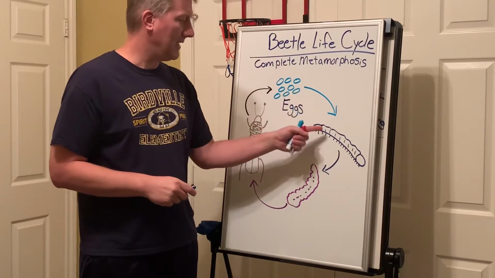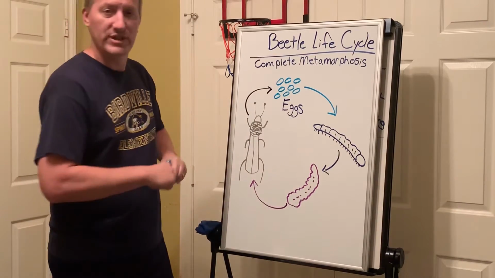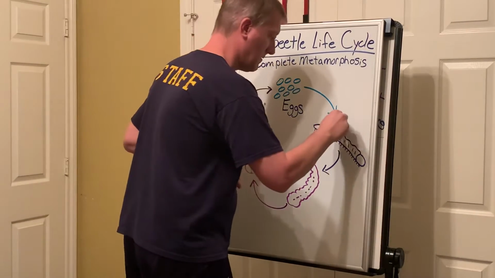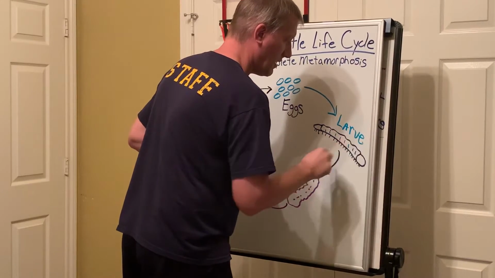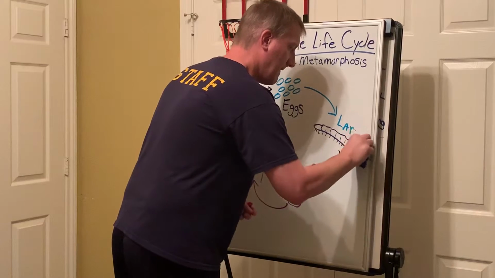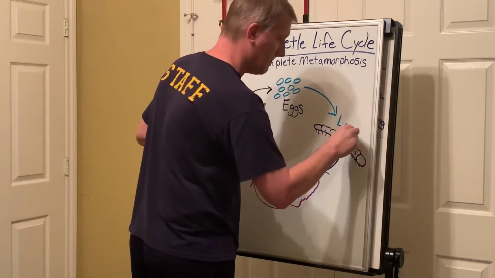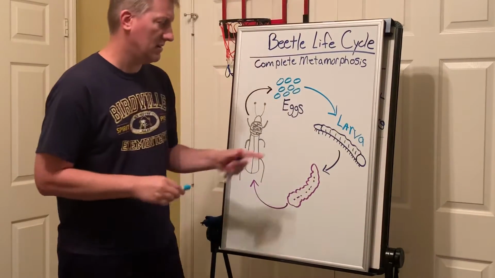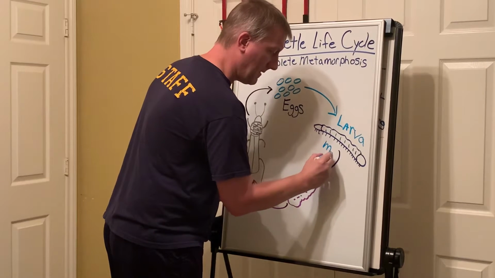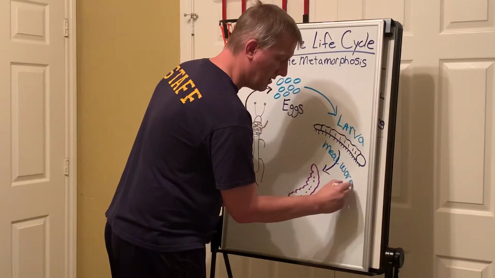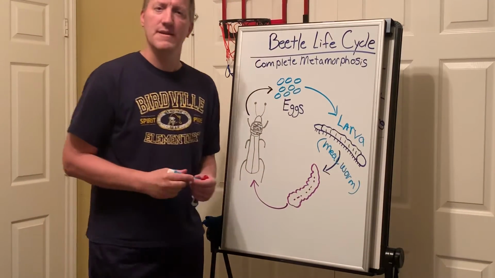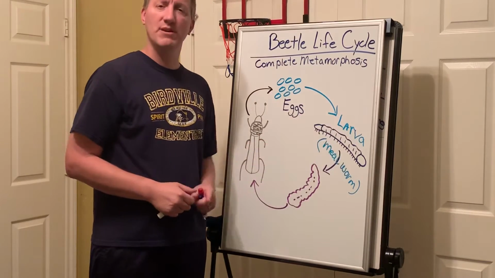Eggs are laid, and then it turns into this little creature over here, and it is called larva. Okay, larva. And this particular beetle is called a mealworm. So another name for it, if you didn't call it a larva, would be the mealworm. That's probably what most people would call it. The scientific word for it is larva.